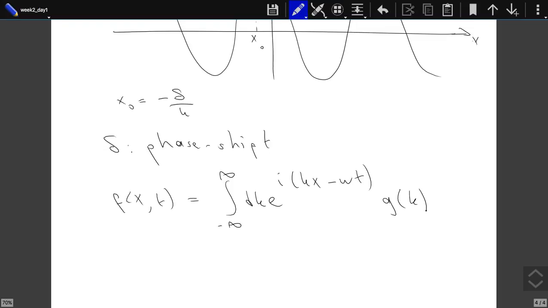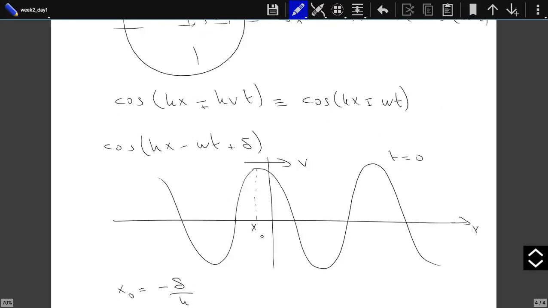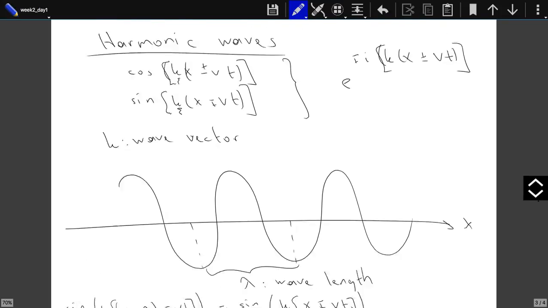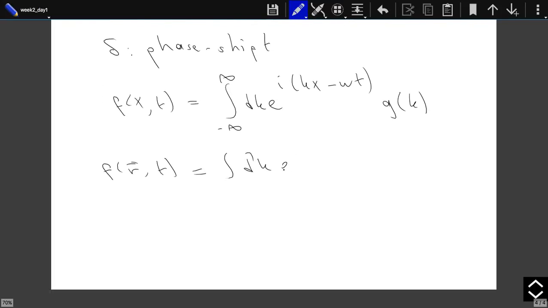Now, of course, this was an example in one dimension. This example will also hold for a wave that moves only in one direction, let's say only in the x direction, and the amplitude doesn't depend on y or z. In general, we can write it with three-dimensional vectors. This time k becomes a wave vector. In one dimension, it's usually called the wave number, but in three dimensions, it just becomes a vector. So it's e to the power i(k dot r minus omega t).